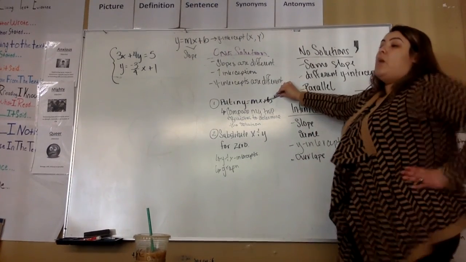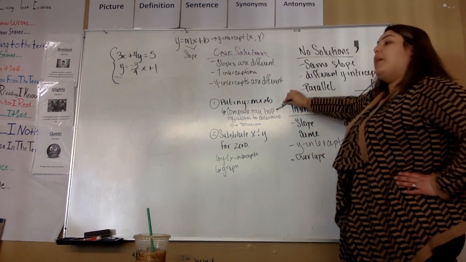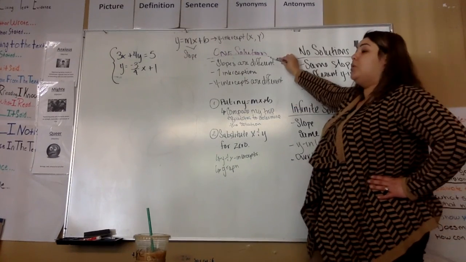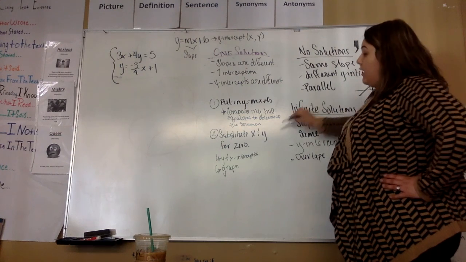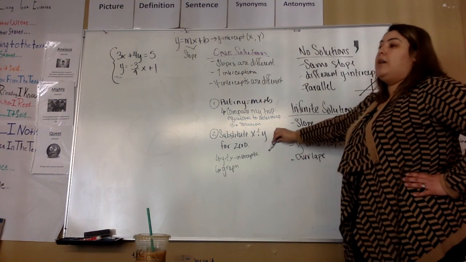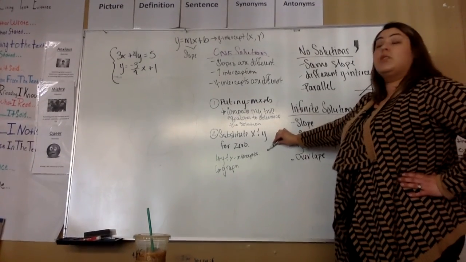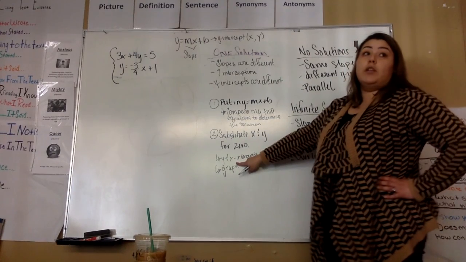When I'm putting it in the y equals mx plus b form, the reason I'm doing that is so that I could compare my two equations and determine the type of solution it is: one solution, no solution, or an infinite amount of solutions. If I'm substituting for x and y, I could also do that, but it's also so that I could plot my x and y-intercept.